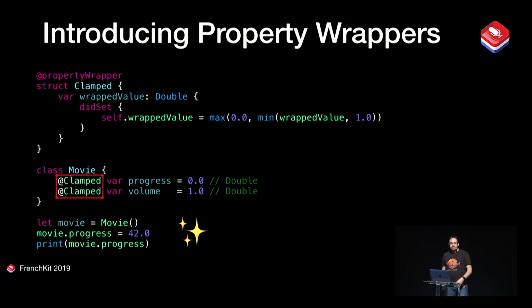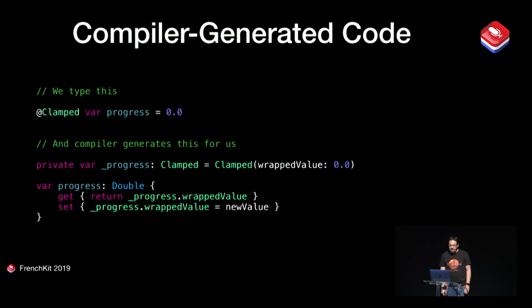So how does this kind of magic work? It's not that complicated, actually. It really boils down to this magic change that the compiler does, but that's all there is to it. So once you have @Clamped in front of your property, the compiler will turn that into a declaration of two properties in the background. So when you compile, you will have this exact code generated for you by the compiler.